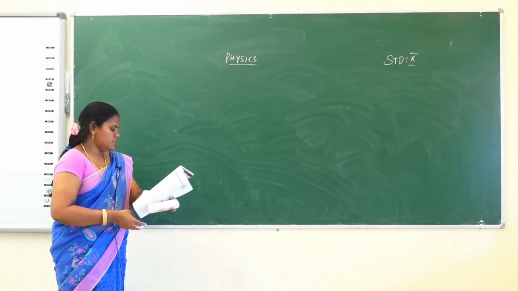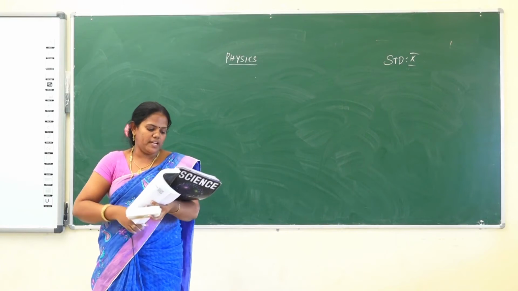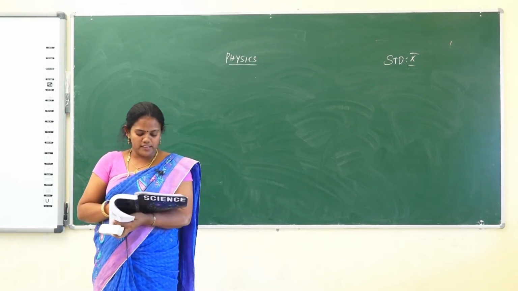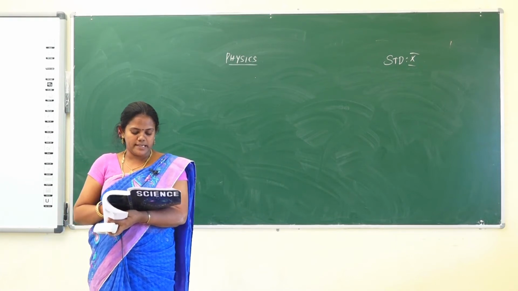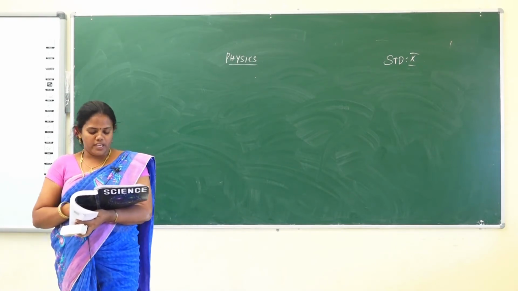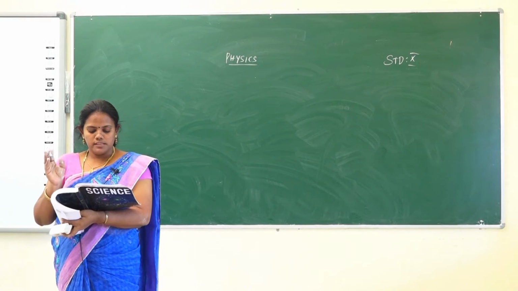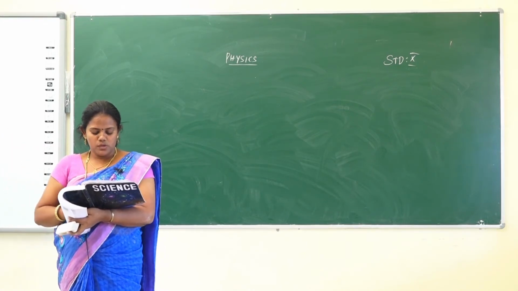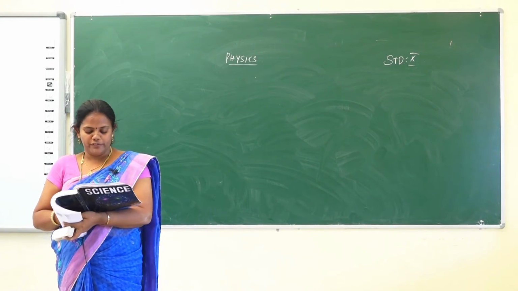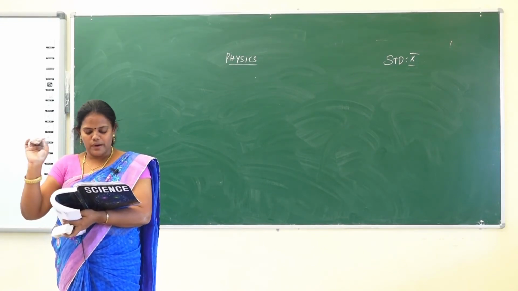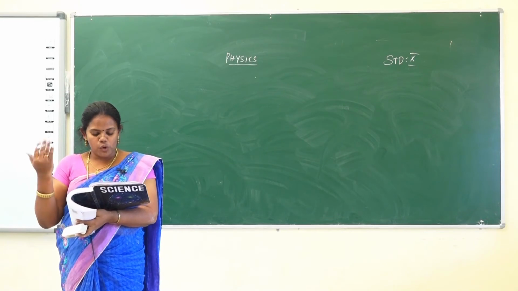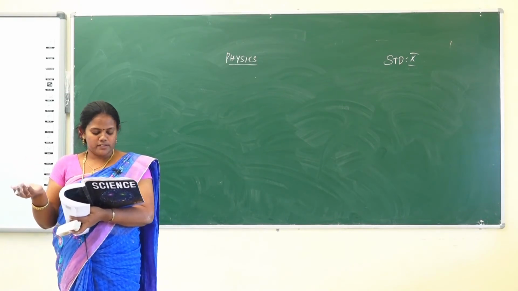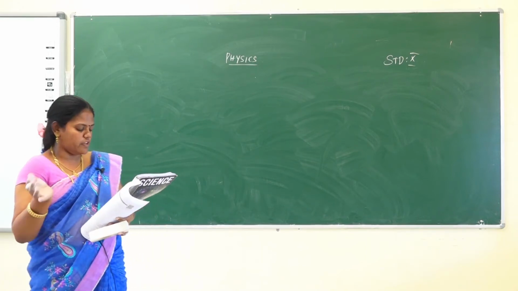Fourth problem. For a person with hypermetropia, the near point has moved to 1.5 meter. Calculate the focal length of the correction lens in order to make his eyes normal. So one person has hypermetropia, and the person's near point has moved to 1.5 meter. What is the meaning of that? That is small d is equal to 1.5 meter. First calculate the focal length, not the power. If you want, you can calculate the power of the lens also.